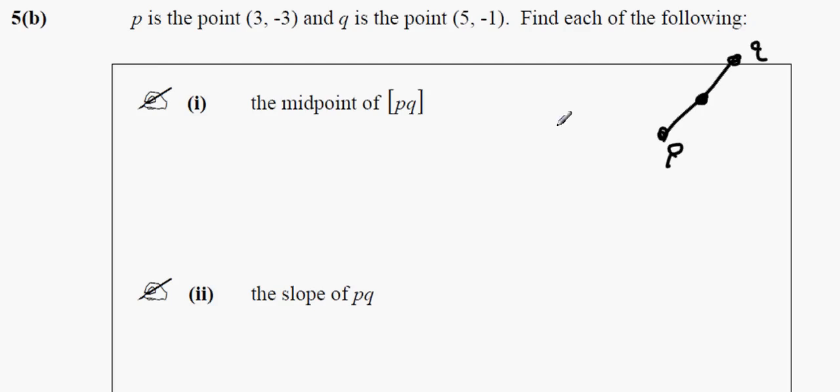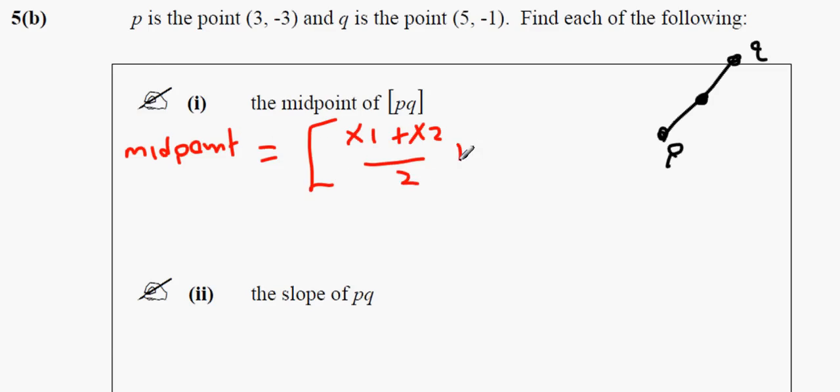So what we're going to do is write down the midpoint formula. Midpoint equals x1 plus x2 divided by 2, y1 plus y2 divided by 2. Okay. Now, what's going to happen here is the following.